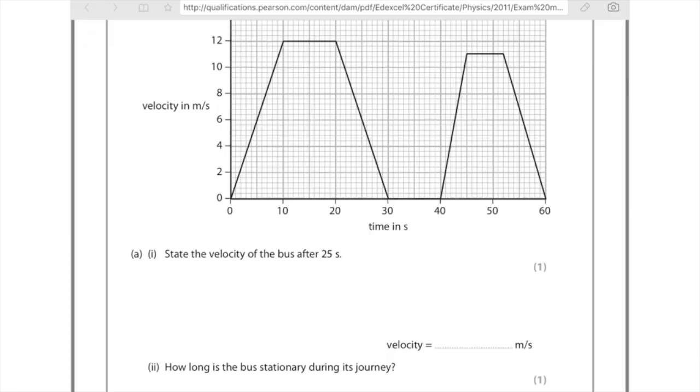How long is the bus stationary during its journey? Now, I've seen loads of people get this wrong because they think that it's stationary here and here. Well, no, that's absolute rubbish, because look at the velocity, it's 12, so stationary means that it was standing still. So standing still means that the velocity must have been 0, which is just this chunk here, and therefore your answer here is 10 seconds.